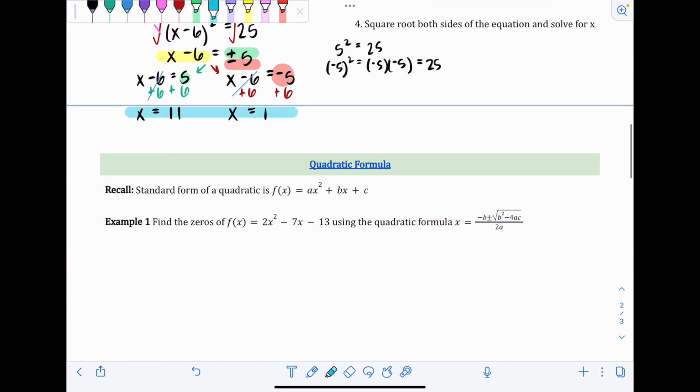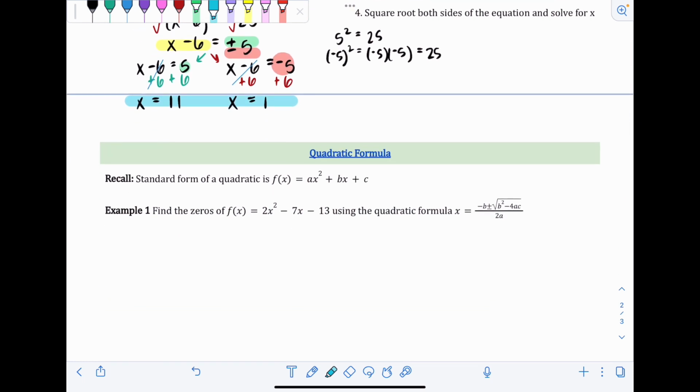Okay, moving down to the last method for solving quadratics is the quadratic formula. And just a quick reminder, I know we talked about it earlier in the lesson, but we need to know standard form of a quadratic for this problem. Standard form is either 0 or f of x equals ax squared plus bx plus c, where a is the number in front of x squared, b is the number in front of x, and c is the constant that has no variable.